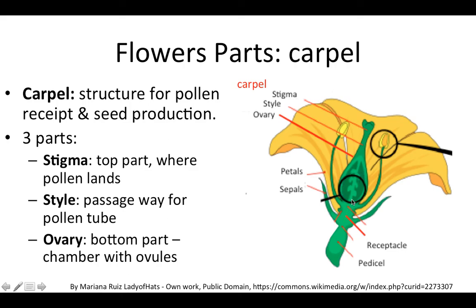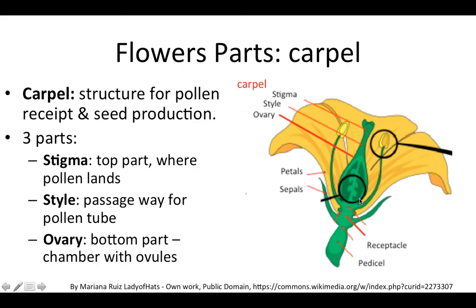There is this chambered area down at the bottom with a wall around it. This portion of the carpel is called the ovary. So the ovary is the bottom part, and it includes the chamber or chambers that contain ovules. This whole structure together is called the carpel.